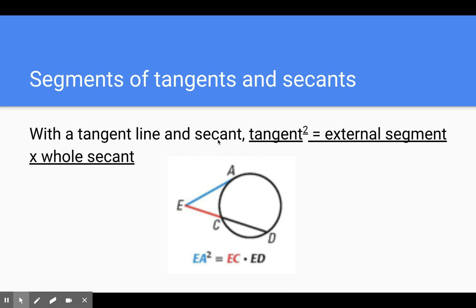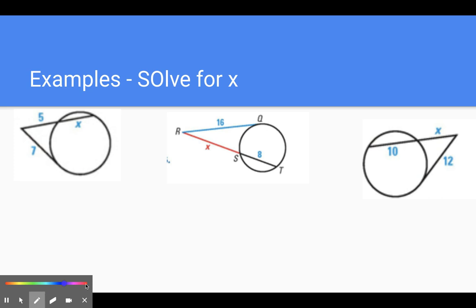Segments of tangents and secants. With a tangent line and a secant, the equation is tangent squared equals external segment times whole secant, right? So it's similar. Whenever we're dealing with a secant, it's still external times whole, but now when we have a tangent, it's tangent squared. So EA, that's the tangent, squared is equal to EC, which is the external, times ED, which is the whole. Okay, so again, if we do the tangent here in green, remember it's tangent squared equals external times the whole.